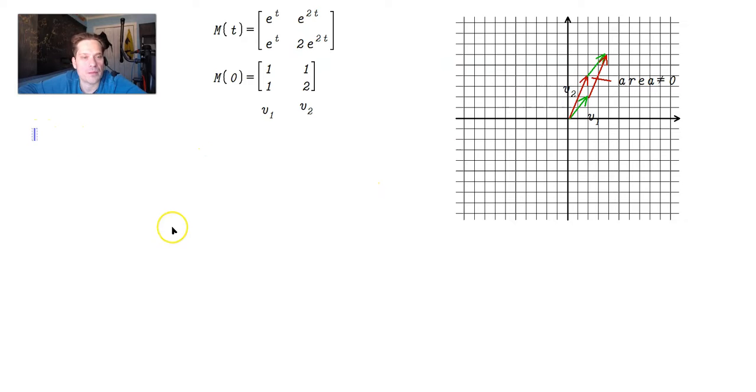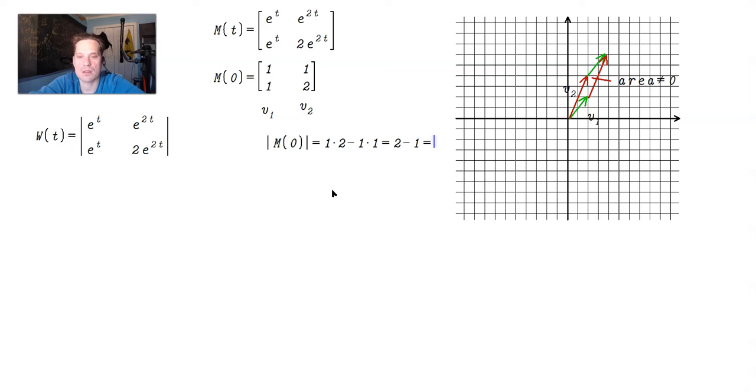Okay, so now, in general, how does this work? Well, we just defined the Wronskian based on similar reasoning. So then you're going to do e to the t, and then e to the 2t, and then here e to the t, and then the derivative of the second one, which is 2e to the 2t. To find the area inside the shape, when we have specific columns like 1, 1, and 1, 2, we would do the determinant of, say, M of 0. So specifically you just do 1 times 2 minus 1 times 1. Geometrically, this is just 2 minus 1, which is 1. This tells you that the area that the shape contains is 1 unit.